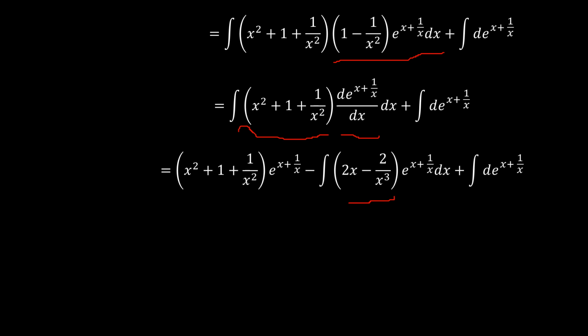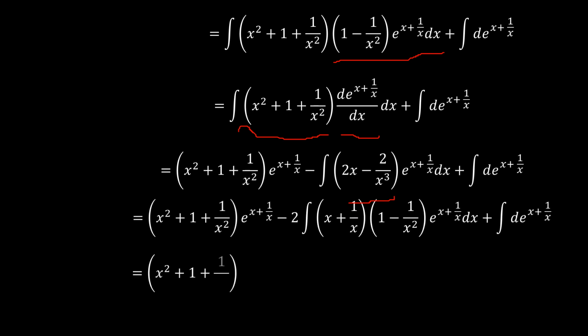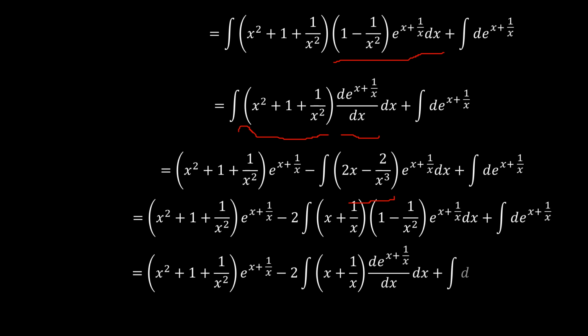And so what this now results into is something much more nifty, because this 2x minus 2 over x to the power cube is the same as 2 times (x plus 1 over x) times (1 minus 1 over x squared). Again, this is the derivative of e as we've expressed here, and this power is the same as the power here. So you can use again integration by parts.